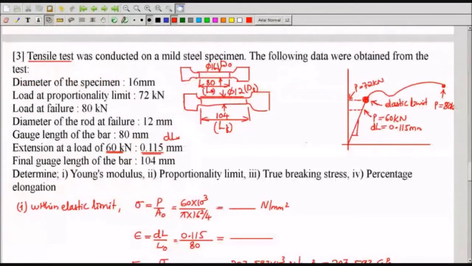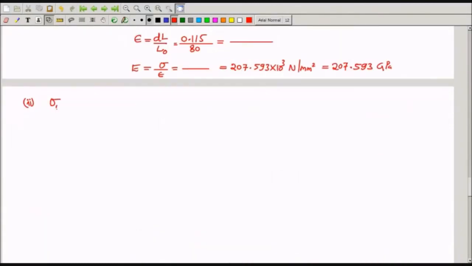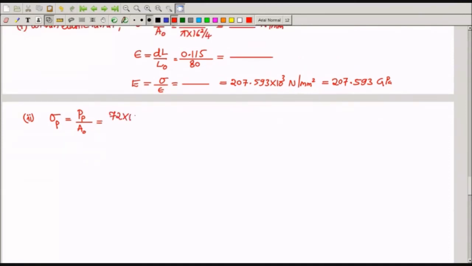At this point, what is the stress that I have to find out here? For which I need the load at proportionality limit and the original cross-section area. That's all. I'll call it sigma P. P stands for proportionality limit, which is defined as load at proportionality limit divided by original area A0. 72 into 10 power 3 divided by original area. Area is pi into 16 square by 4, which comes out to be 358.1 Newton per mm square.